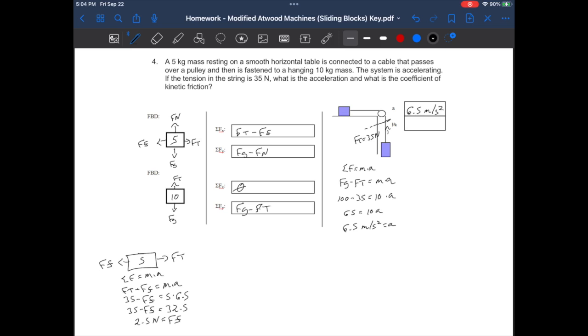Now that we know what friction is, we know what force normal is, we can solve for the coefficient because the formula is force of friction is equal to coefficient times force normal. 2.5 is equal to coefficient times force normal is 50 in this case. 2.5 divided by 50 will get us our coefficient.